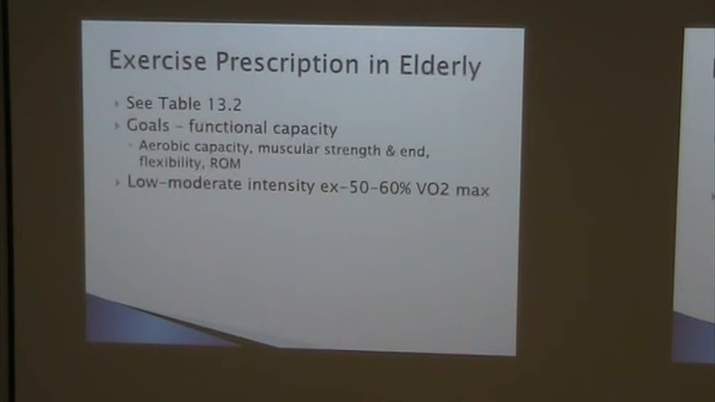Okay. So for functional capacity, we're talking about low to moderate intensity of 50 to 60% of their max VO2 max. For resistance exercises, 8 to 12 reps, 8 to 10 different exercises, so you don't want to just do one type of exercise. And just normal, 2 to 3 times per week.